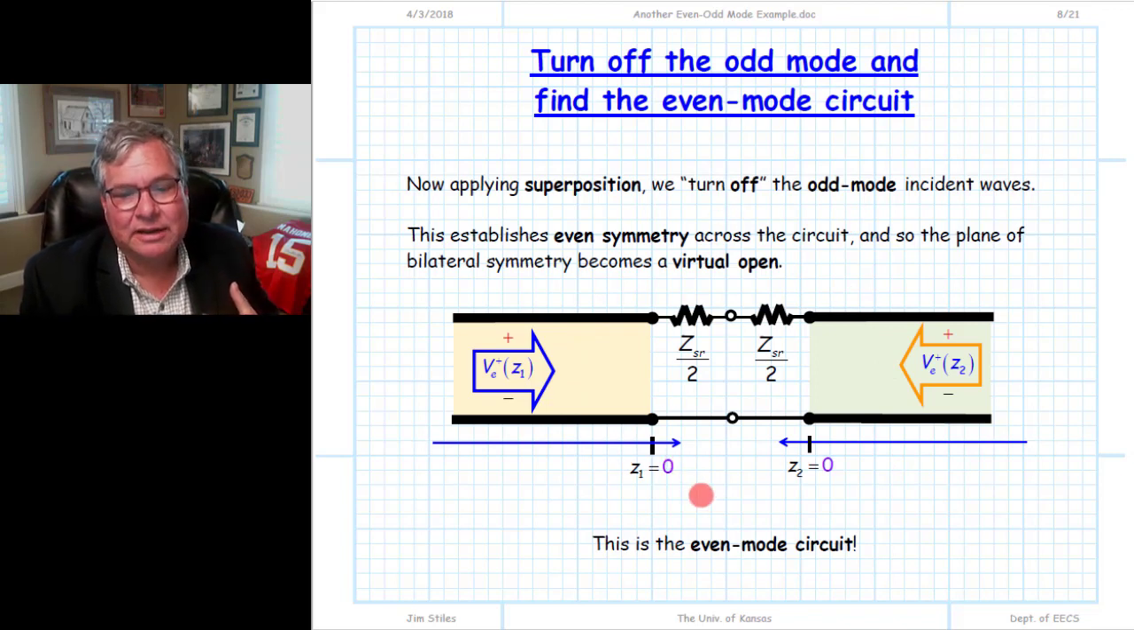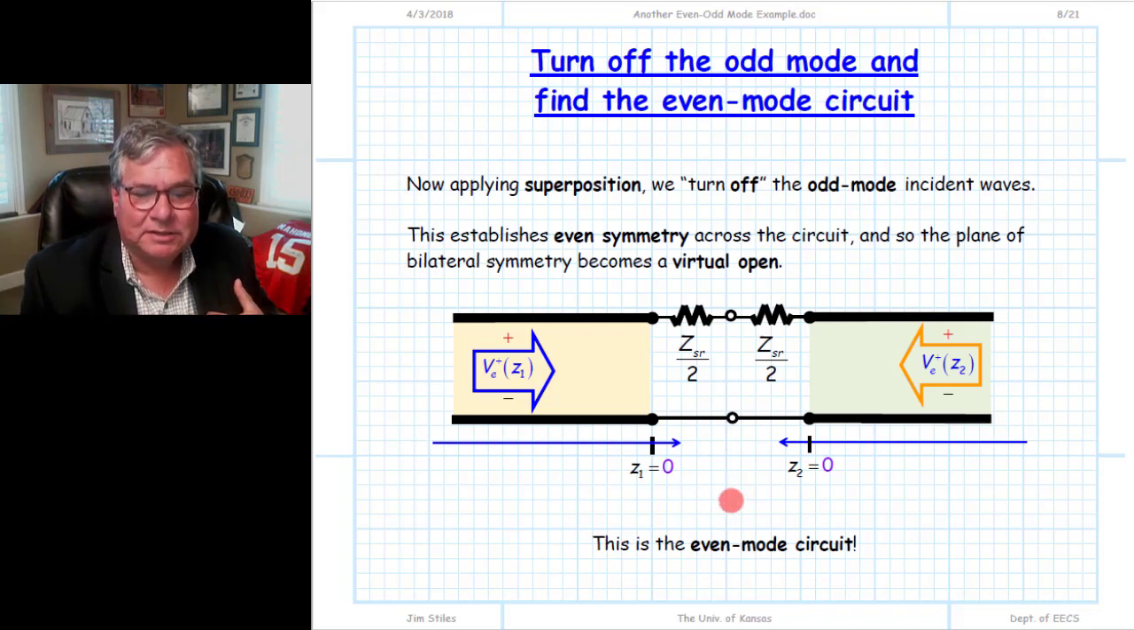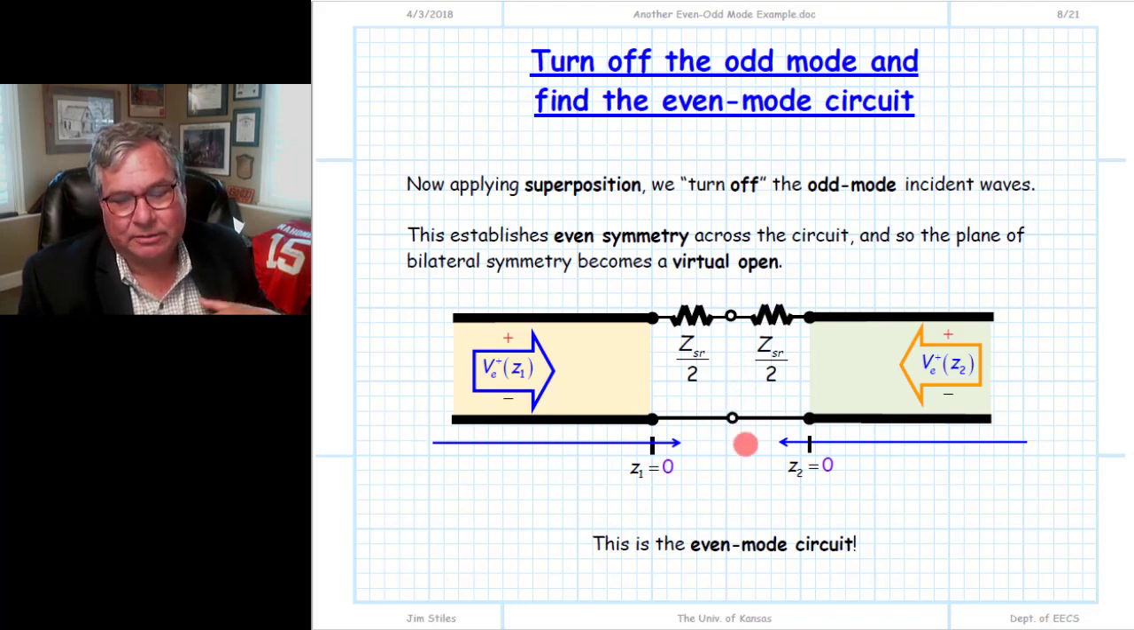This then is our even mode circuit, and because we have even symmetry, our plane of bilateral symmetry, or plane of reflection symmetry, now becomes a virtual open. And where it intersects this conductor, it becomes an open circuit, and where it intersects this conductor, it becomes an open circuit.